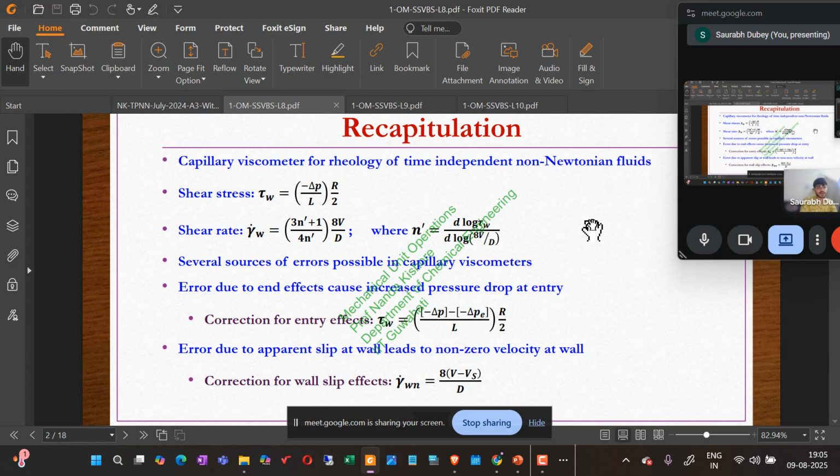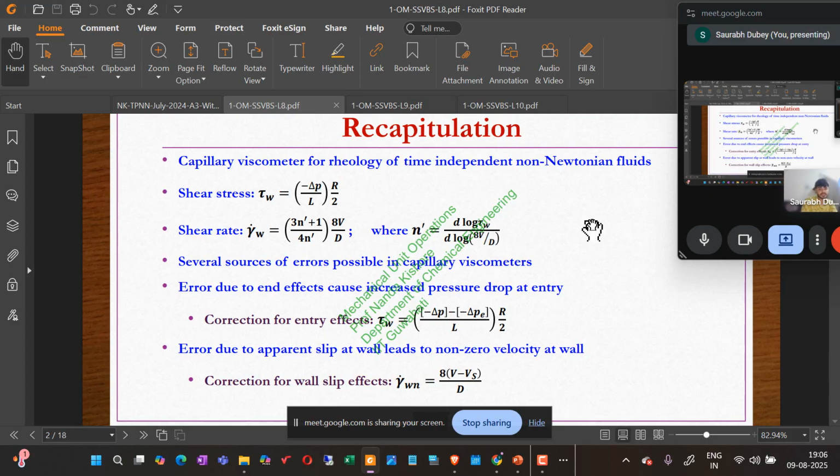So mostly you are going for these graphical measurements. Mostly you are utilizing these tau w by 8v by d versus curves on a log-log scale, and then you are measuring the slope to get a quantitative measurement of the n-prime value. This n-prime value gives you the factor which comes because of the time-independent non-Newtonian fluid nature of the material. For example, if it is only Newtonian, then there will be only 8v by d, right? Which is the one case.